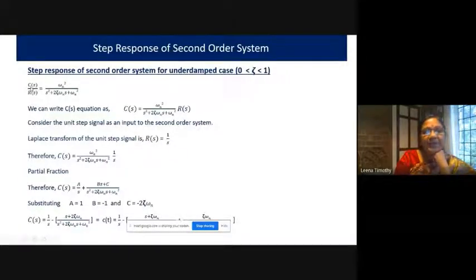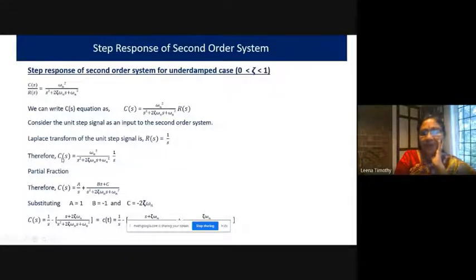So our aim is to find the response or the output of the system. So that is C of t. R of S is the input, C of S is the output. Therefore, C of t will be the response of the system. For that, write C of S is equal to, and R of S, we know that it is a step input. Therefore, R of S is equal to 1 by S. Therefore, C of S is equal to omega n square divided by S square plus 2 theta omega n S plus omega n square, into 1 by S.